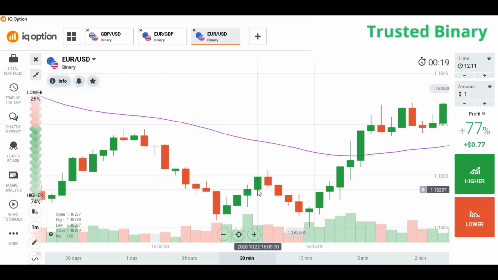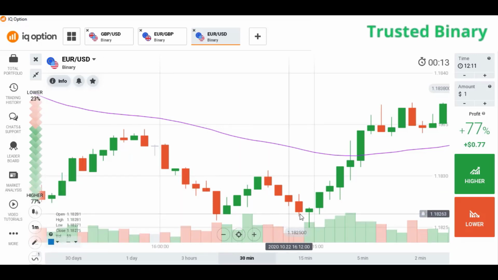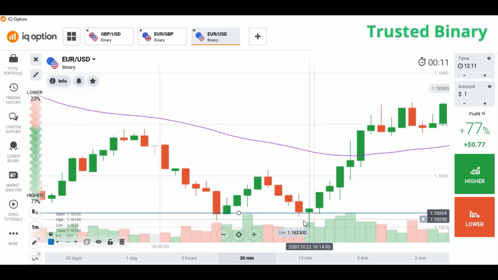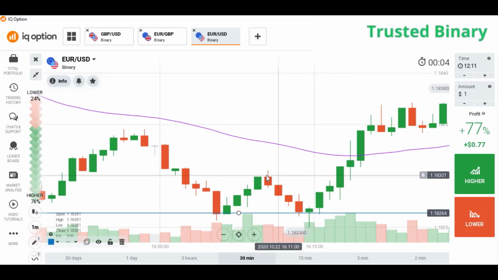So the market is, I'm drawing here, the market is going up from this level and the market is falling down from this round number. This is a round number, 1.18300. This is a round number. So the market started to fall down from this level.